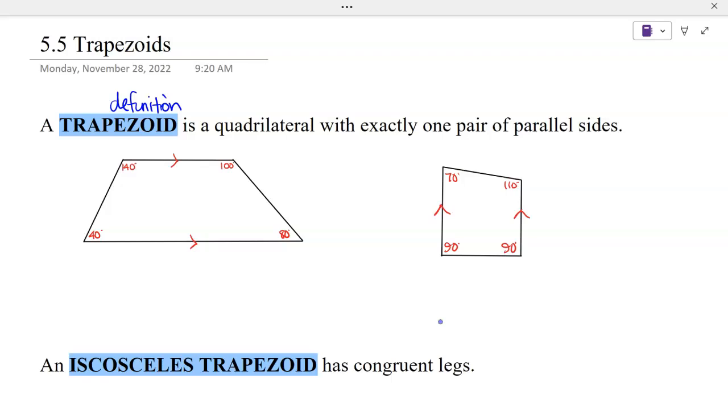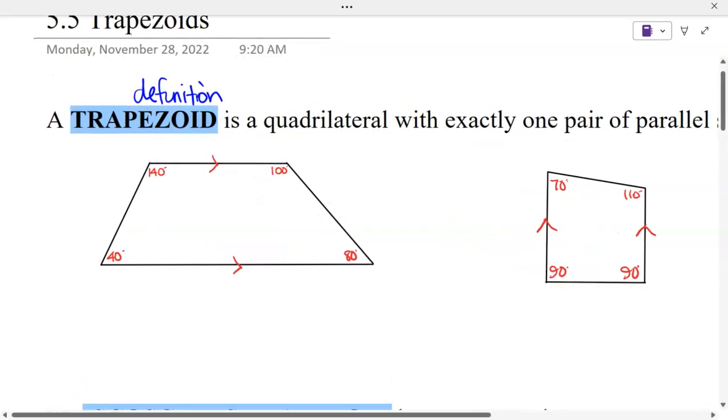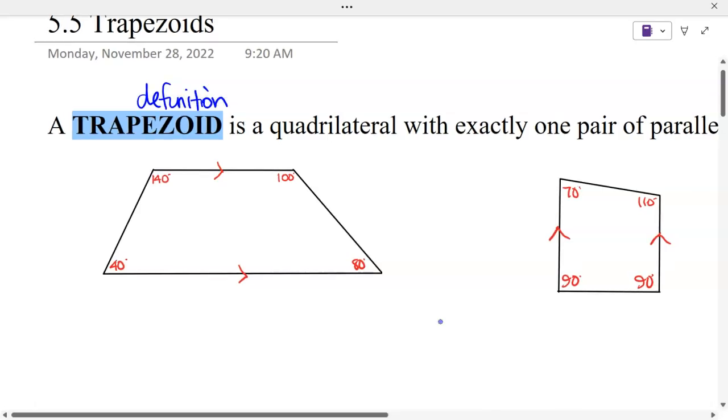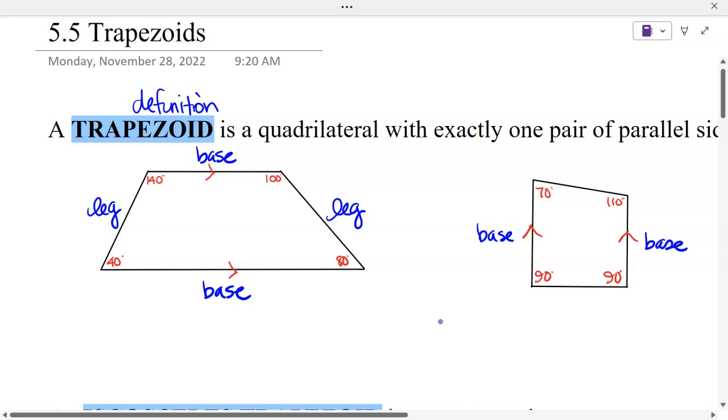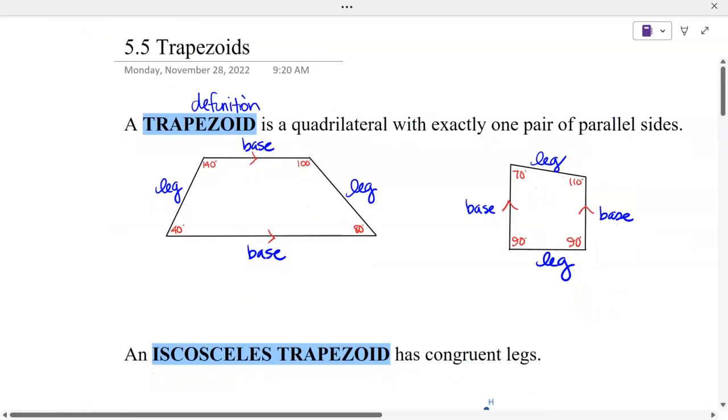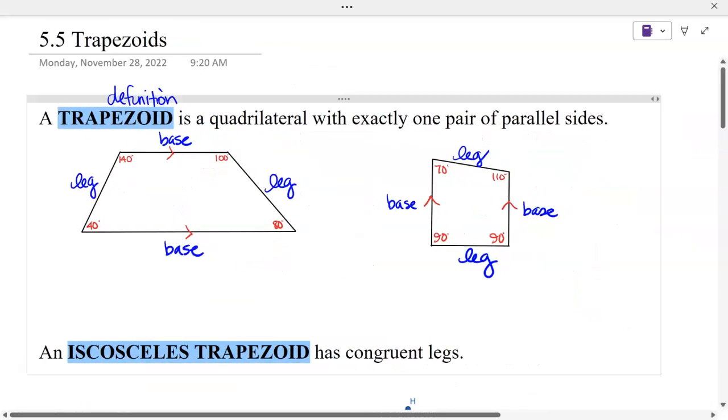Now, one thing I do want to point out to you is that we do call these sides different names. The two sides that are parallel, we call those the bases, and the two non-parallel sides we call the legs. So even on the figure on the right, our bases here are not top and bottom. They are the right and left because they are the parallel sides, which makes the top and bottom sides the legs. So again, the bases are the parallel sides, the legs are the non-parallel sides.